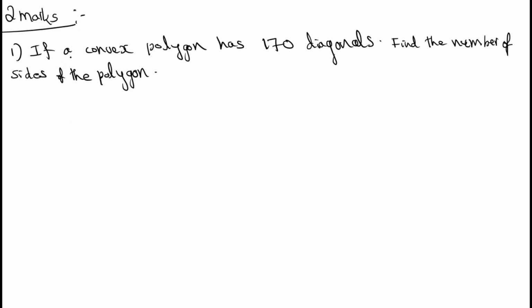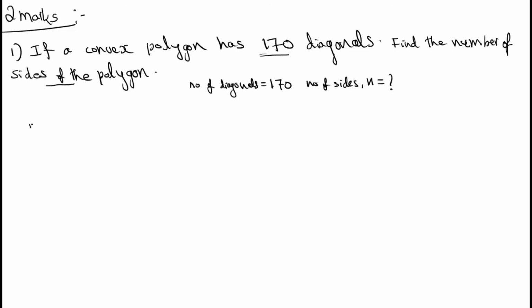See the first question. If a convex polygon has 170 diagonals, find the number of sides of the polygon. Actually, our formula is, if n sides are given, then how to find the number of diagonals. But here see, it is reversed. The convex polygon's diagonals are given. Okay, here I'll write number of diagonals equal to 170 is given. Question is, you need to find the number of sides. Okay, generally you are taking it as n, right? It's equal to question mark.